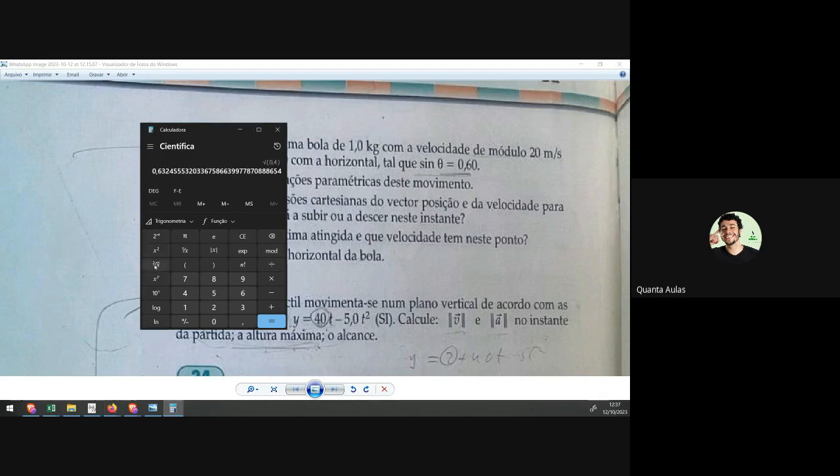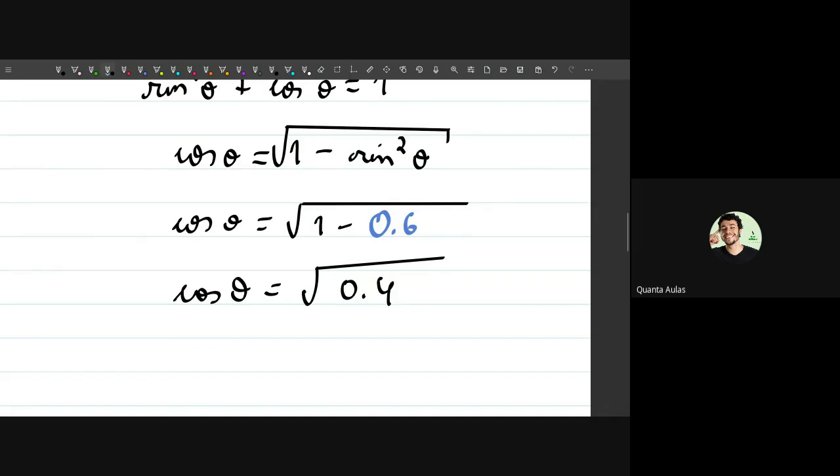Yep, 0.4. Oh, you are right, I'm wrong. Amazing, amazing. This is new to me.